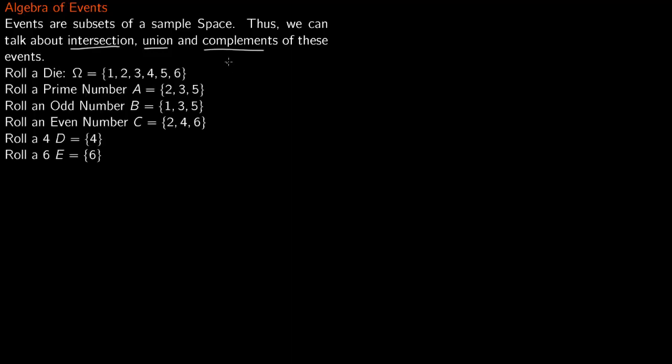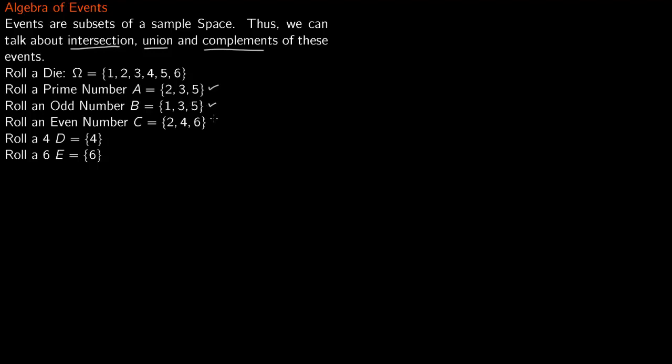Say you roll a die. So your sample space is all possible outcomes, which are 1 or 2 or 3 or 4 or 5 or 6. Say you fix an event A as rolling a prime number. So this could be 2, 3 or 5. Or you could roll an odd number, which is the event 1, 3, 5. So you roll either 1 or 3 or 5.